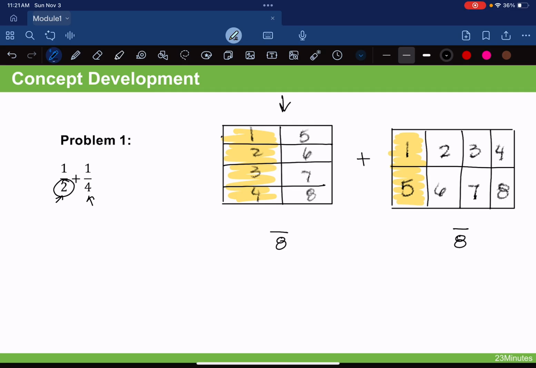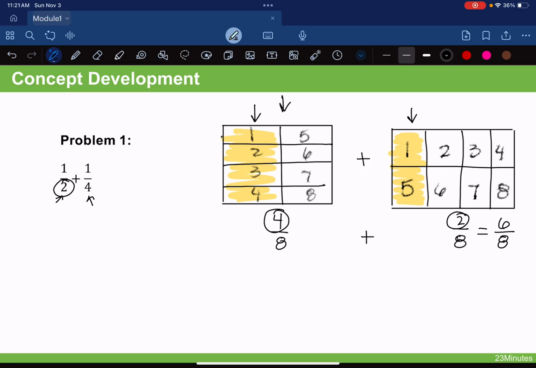For my first model here, I have a total of 4 shaded in. For this model here, I have a total of 2 shaded in. Now I can add those together. My denominator stays the same. My numerator is 4 plus 2, so 6/8.